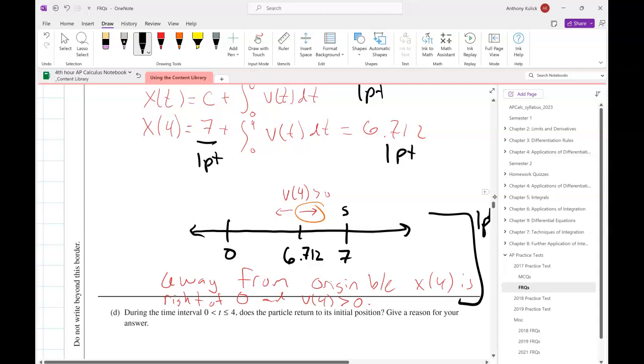So I think if you stated that without the velocity, I don't think you would have earned the point, or without at least stating the velocity being positive or negative. I don't think you would have needed the number. I think just stating a positive or negative would have been enough. Did you say velocity was positive? Yes. I said it was moving away. Velocity was positive.